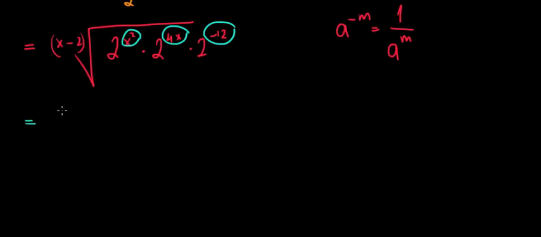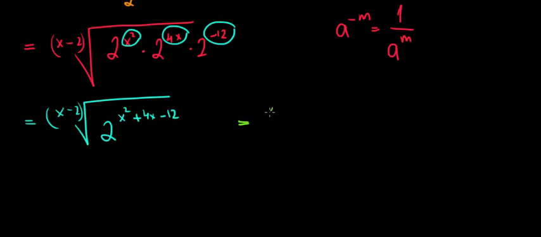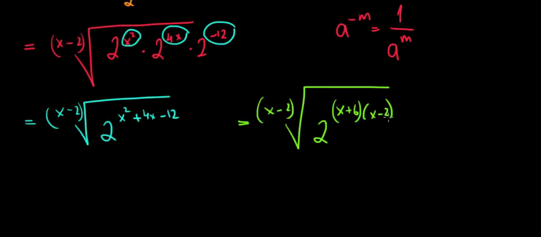So let's do that. We have the (x minus 2)th root of 2 to the power x squared plus 4x minus 12. Now what is x squared plus 4x minus 12? We could write it simply as x plus 6 times x minus 2. So the (x minus 2)th root of 2 to the power x squared plus 4x minus 12 becomes x plus 6 times x minus 2.